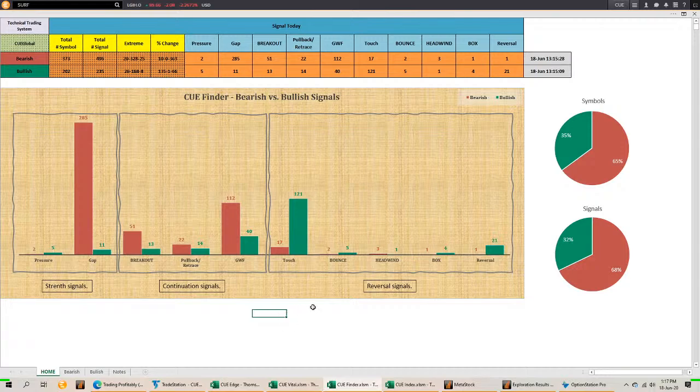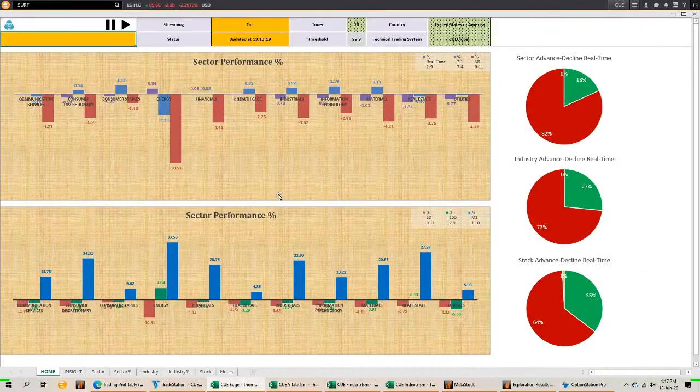Overall, it is still more bearish than bullish. Again, the market level is bullish, though individual stocks are showing more bearishness. We could look for bearish trades from the Finder today, but before that, let's look at the summary graph from Q Edge.